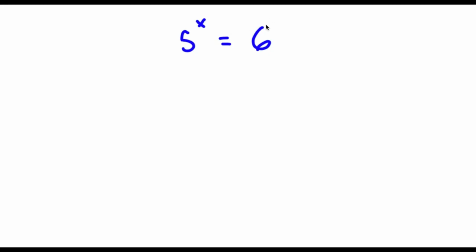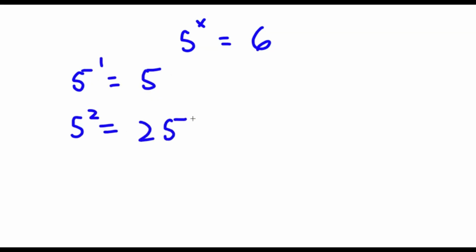So right now, just simply taking a glance at this problem, I know that x here is going to be a decimal. Because I know that 5 to the power of 1 is equal to 5, and 5 to the power of 2 is equal to 25. And 6 is somewhere in between 5 and 25, meaning x is somewhere in between 1 and 2. However, x is a decimal, and it's really hard to just guess for a decimal.